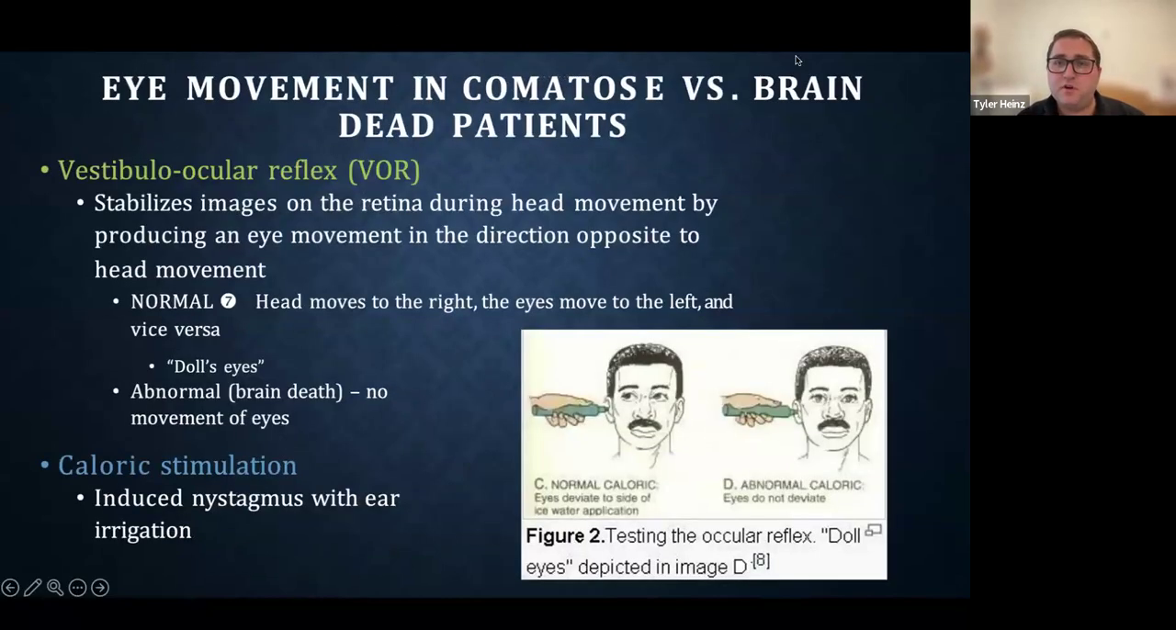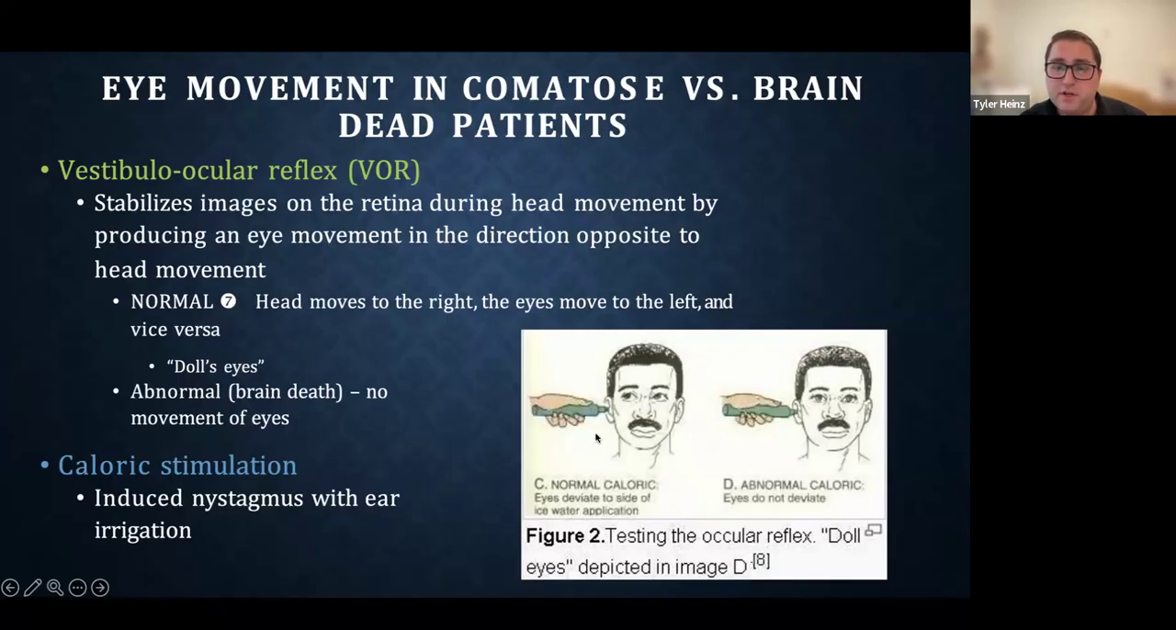Eye movements in comatose versus brain dead patients. So they have the VOR, vestibulo-ocular reflex, which stabilizes images on the retina during head movements by producing the eye movement in the direction opposite to the head movement. So doll's eyes, for example. So we're going to be looking here, we're testing that ocular reflex, testing the doll's eyes.